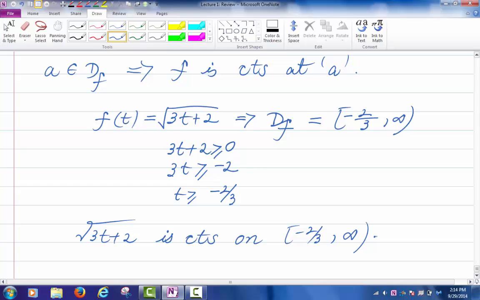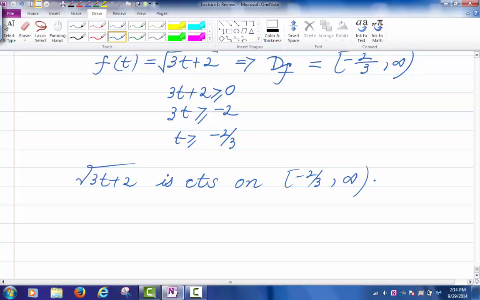Okay, so this root function is continuous basically on its domain. Is that generally true? And the answer is yes. If you have a root function, it is continuous on its domain. Okay?